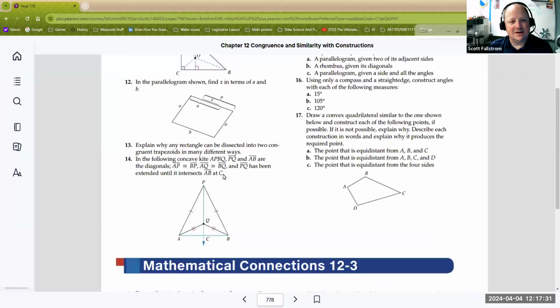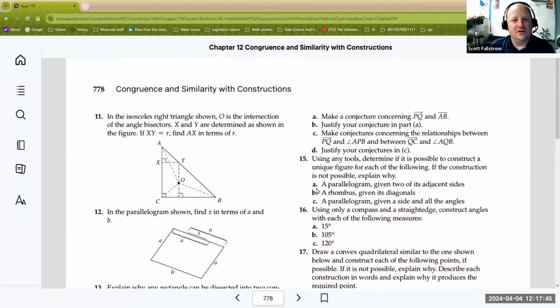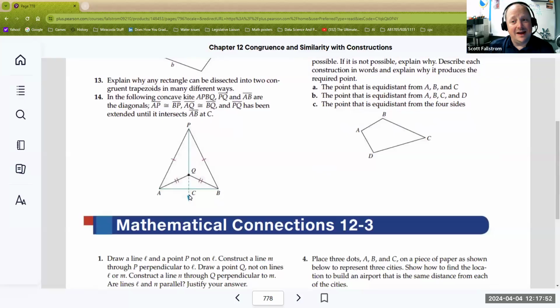So it looks like probably something like question 14 out of the homework from 12.3, something like that. And so probably about, we know it's a kite. Can we prove perpendicular? And they have up here, make conjectures concerning these, but the idea is, remember, the diagonals of a kite are perpendicular to each other.